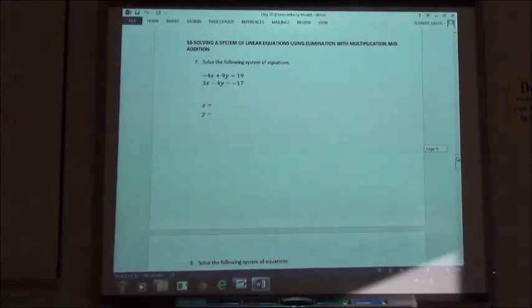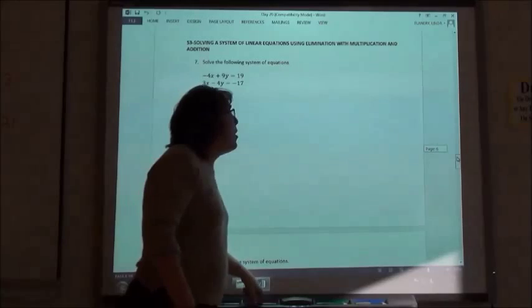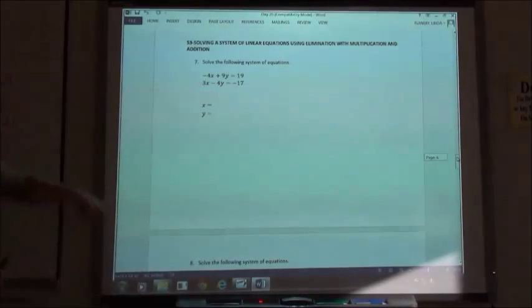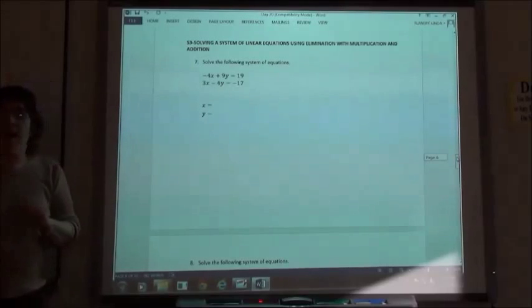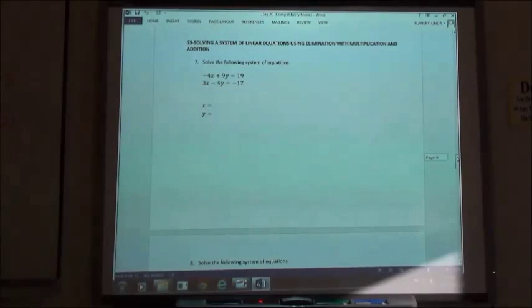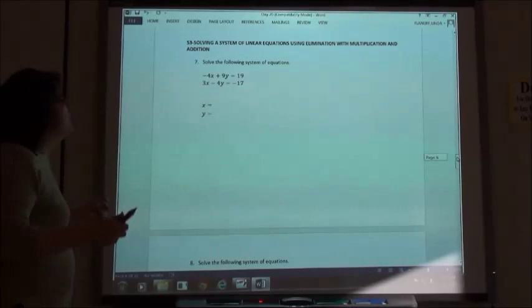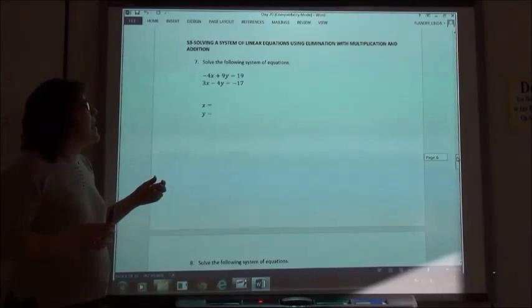Number 7, we are going to solve systems of equations using the elimination method with multiplication and addition. If I tried to solve either of these equations for x or for y, I'd have some pretty nasty looking fractions, and most of the time we don't like fractions, so we have to find a different way to solve that. One of the ways to solve it is by what they call the elimination method.